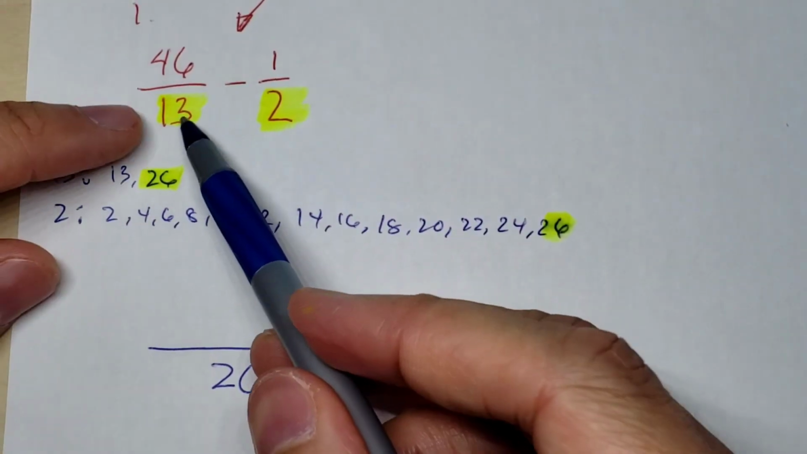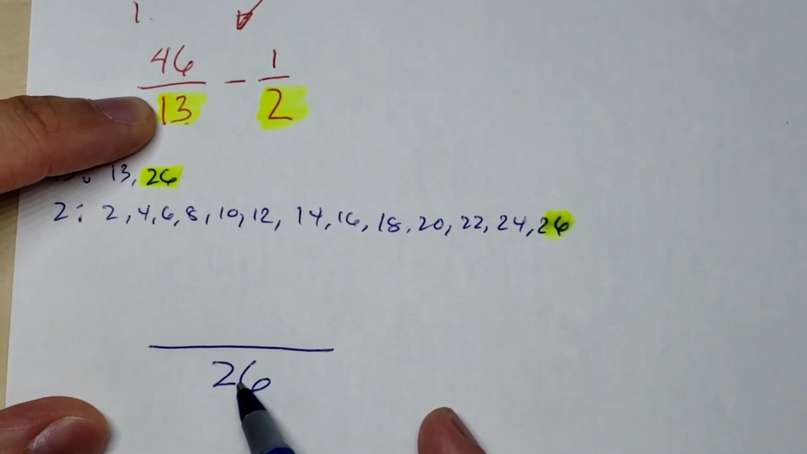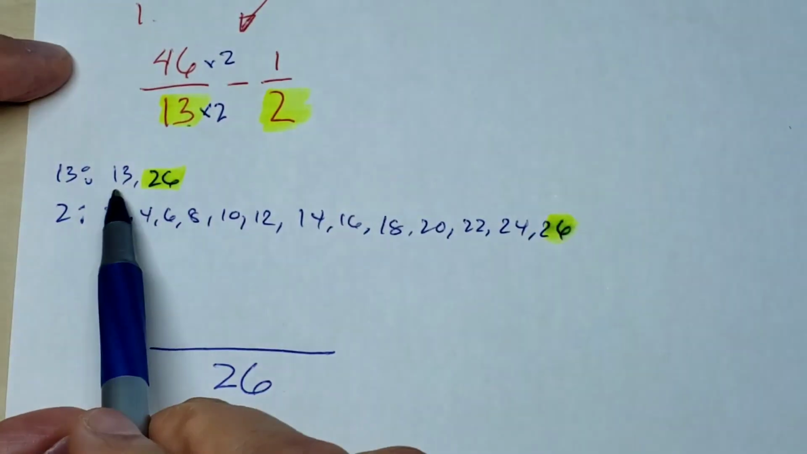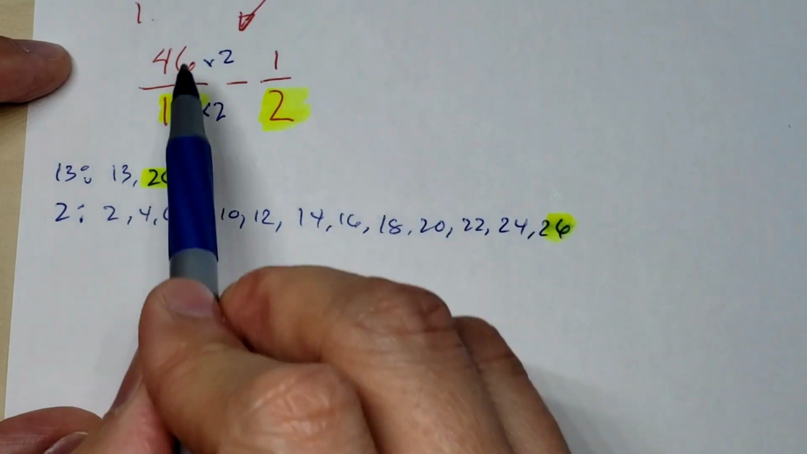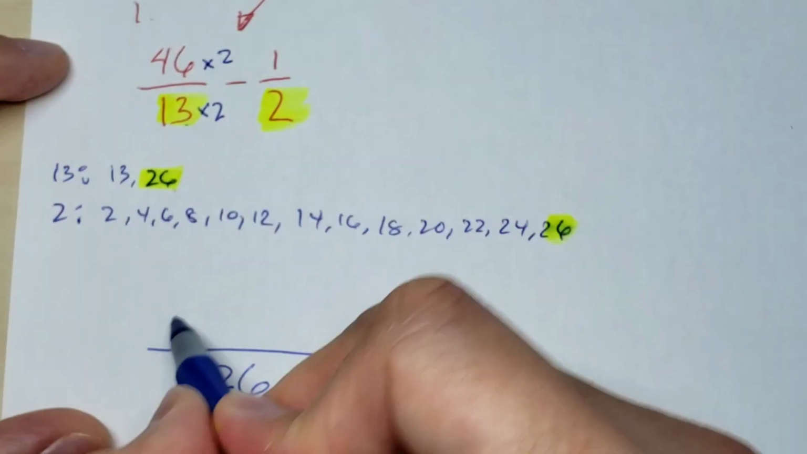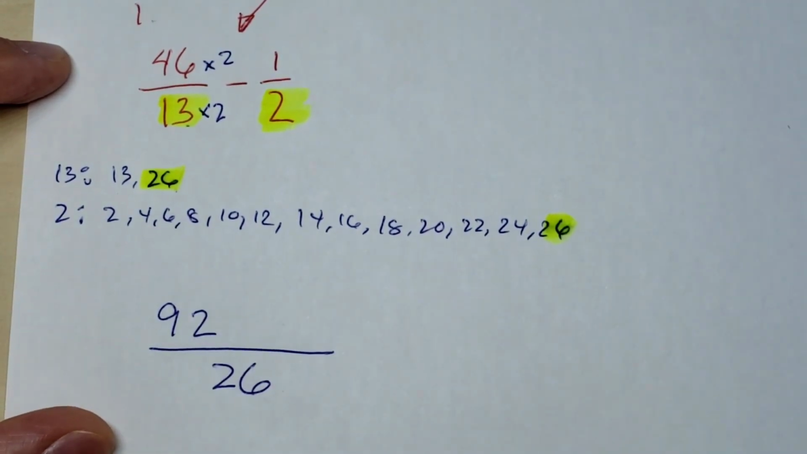So what did you multiply 13 by to get 26? We multiply by 2. That means we skip count 13 twice, 13 and 26. So 46 times 2 would give us 92.